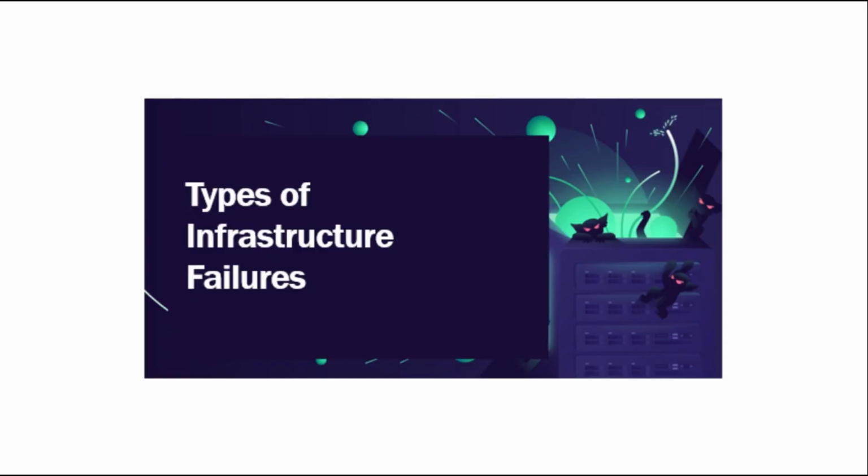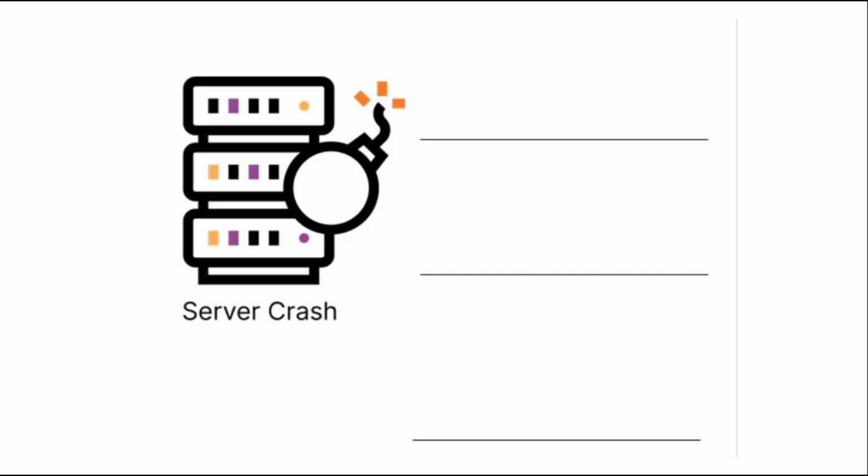Infrastructure failures can be categorized into several types, including server crash, an unexpected failure of a server that can disrupt services and impact system availability. Here are the major causes of server crash. 1. Hardware failures. This occurs when physical components such as servers, storage devices, or network equipment malfunction, potentially leading to system downtime and data loss.